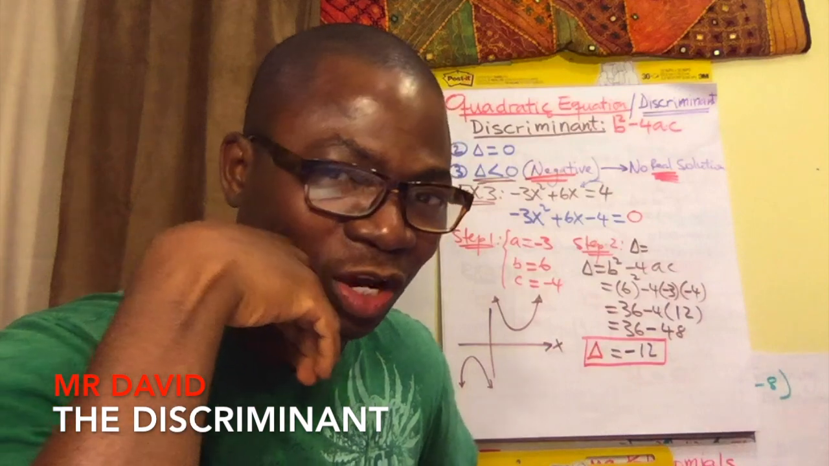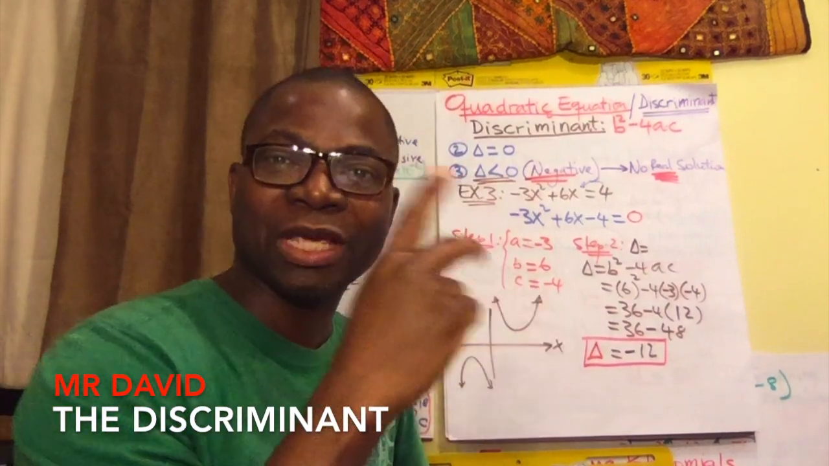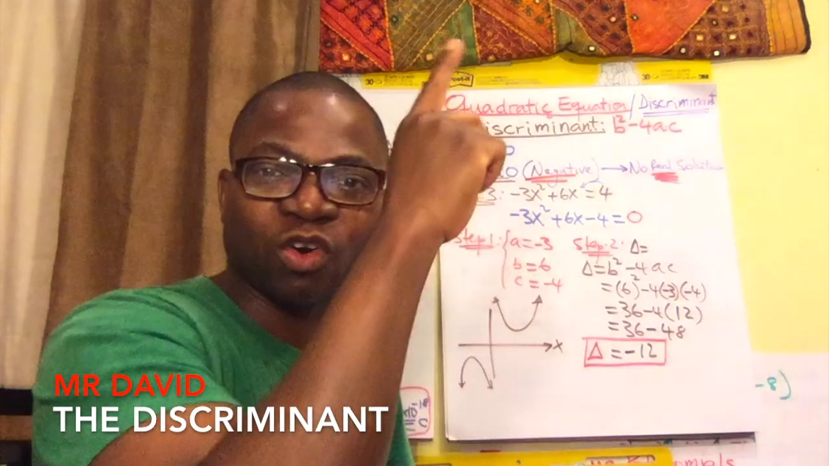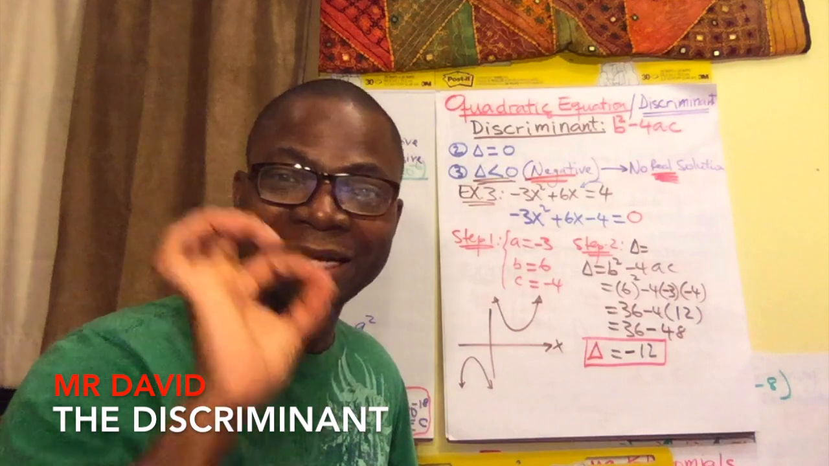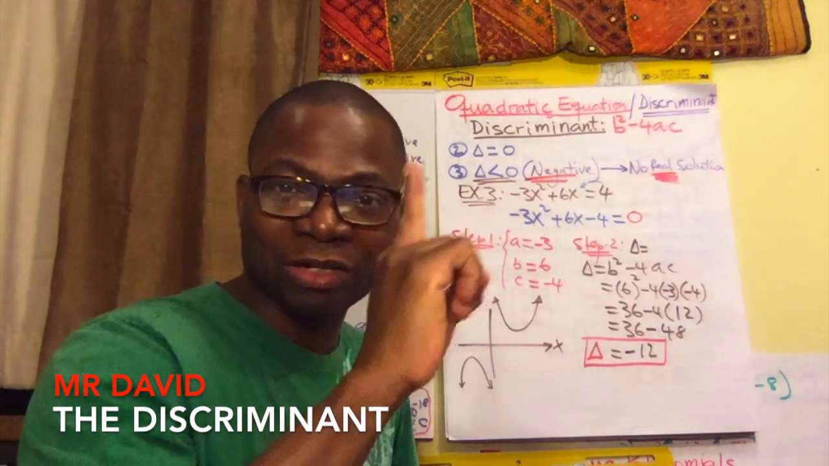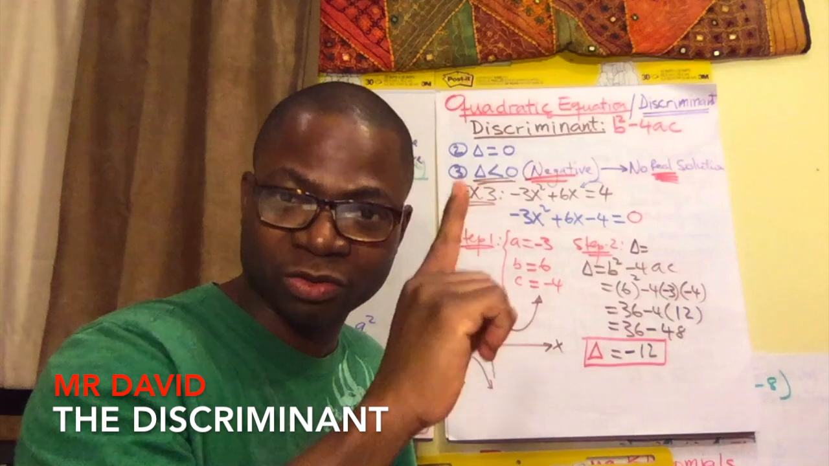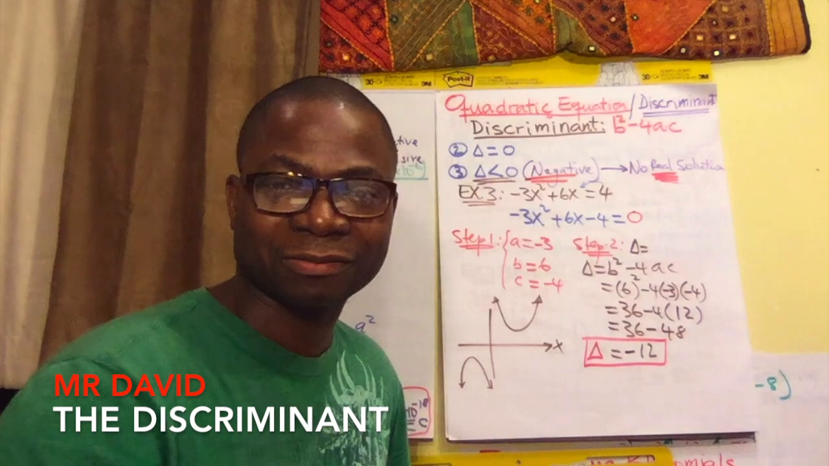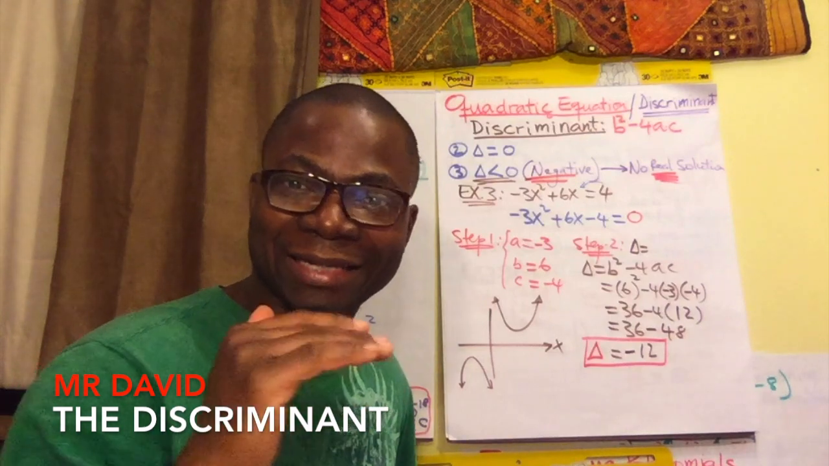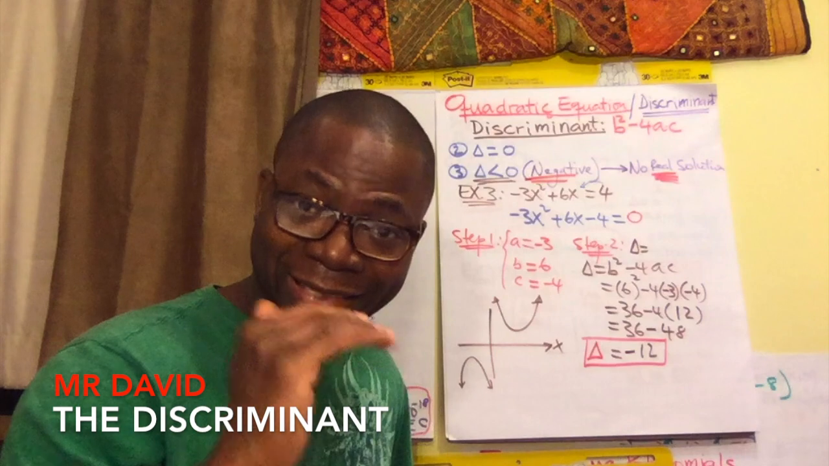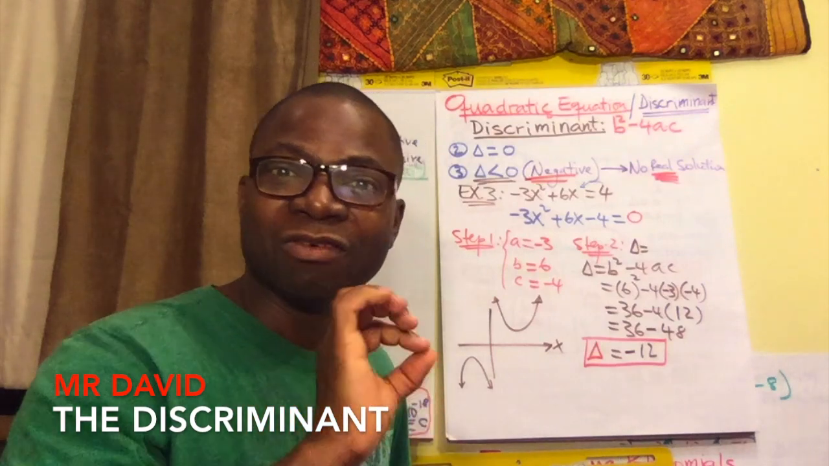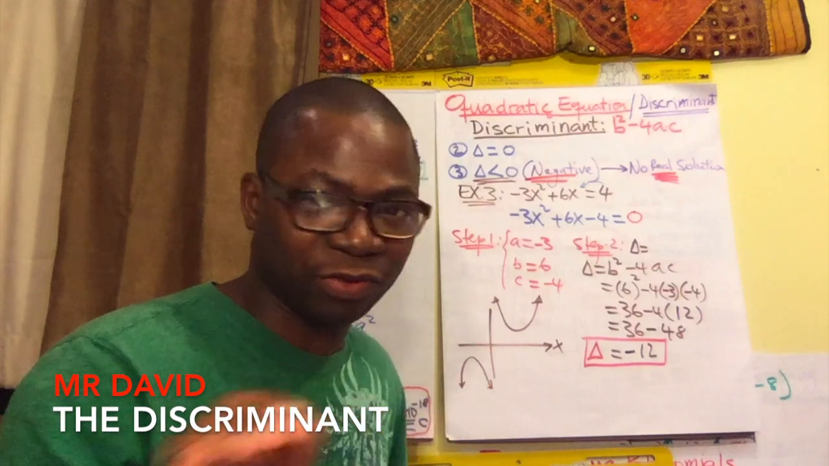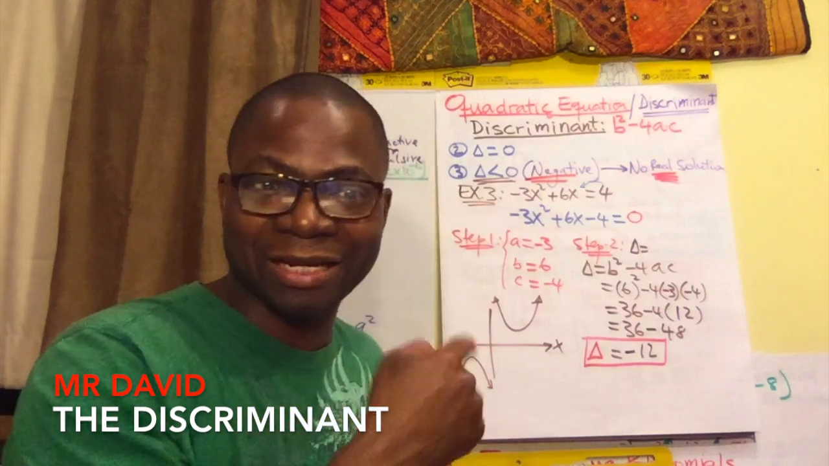Okay? So in summary, if delta is positive, we have two solutions, two real solutions, two roots. Your graph crosses the x-axis twice. If delta is 0, we have one solution, one real root. I mean, your graph touches the x-axis once. If delta is negative, if delta is less than 0, that means we have 0 real solutions. We have no real solution, nothing. That means our graph never touches the x-axis.